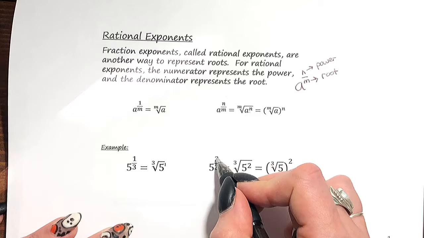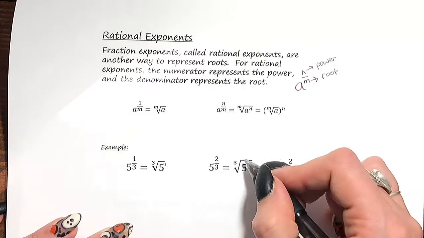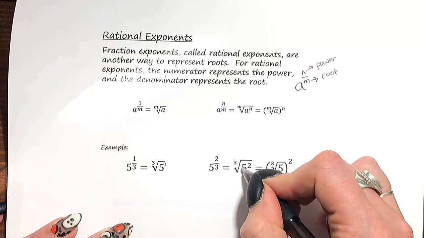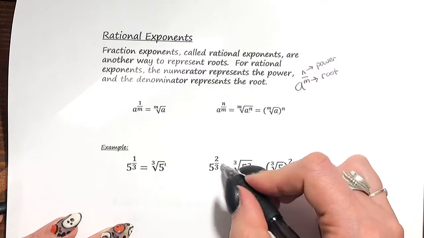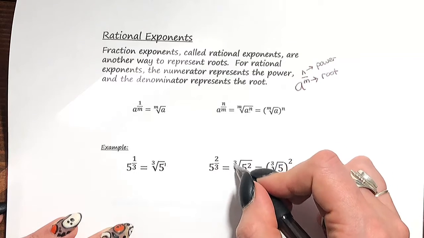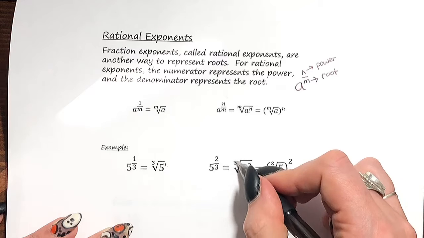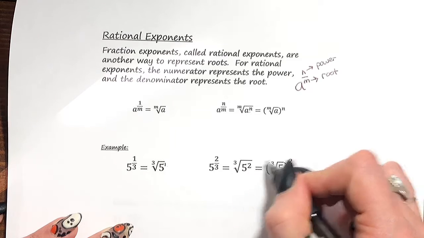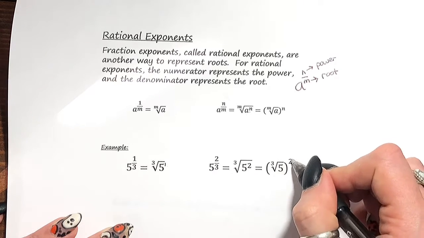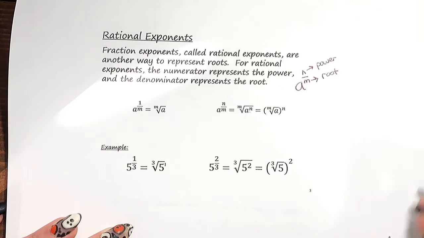If we have a different number than a 1, though, you will want to write it. So the top number is your power, so we have 5 squared. And then the 3 is the root type, so we have a cube root here. So again, you can do the cube root on the outside and the square on the inside, or you can do the cube root on the inside and the square on the outside. Either of these will work.